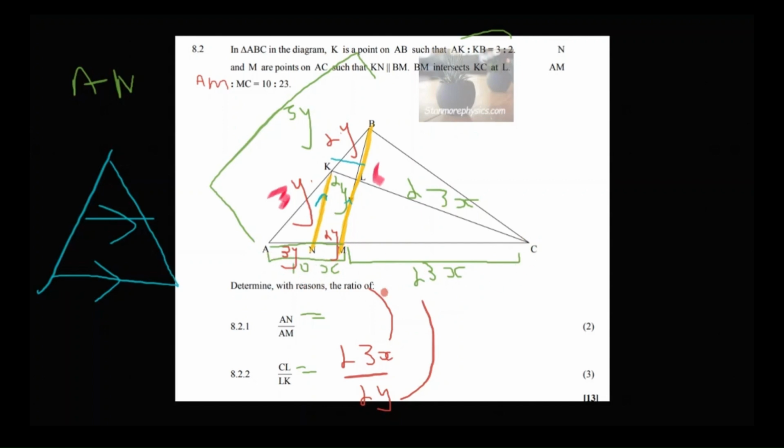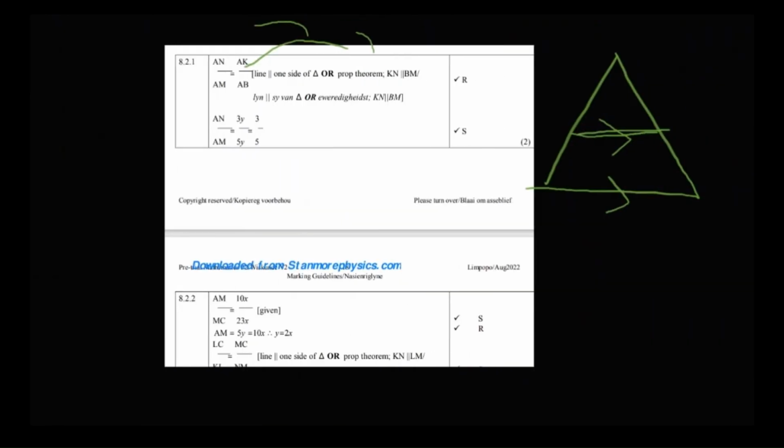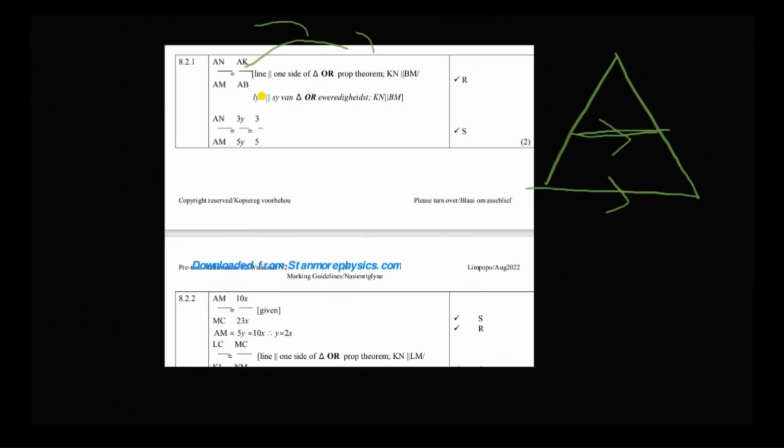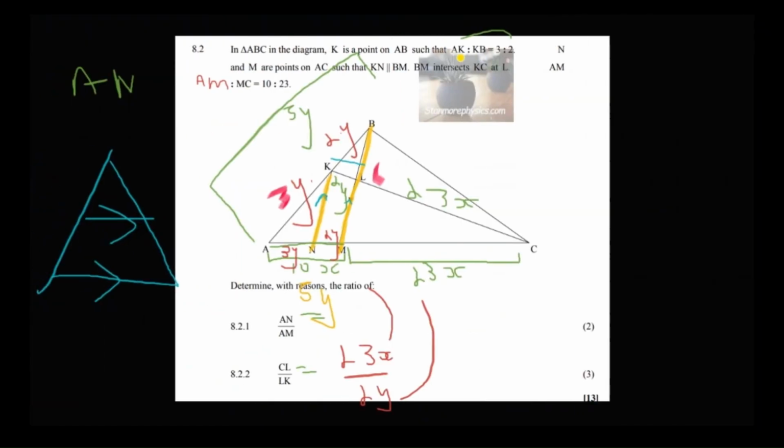Do we know what AM over MC's ratio is? Yes, we do. The reason why we're going to start with AM over MC is because AM and MC are literally a part of the exact same triangle that KL and LC are a part of. So we just want to quickly write down that ratio. AM over MC equals 10x over 23x. Remember, guys, we've already labeled that. Now what do we do? This is so important to remember. In the previous question, we already found out that AM was also equal to 5y. Remember, AM is equal to 5y. This is going to help us.